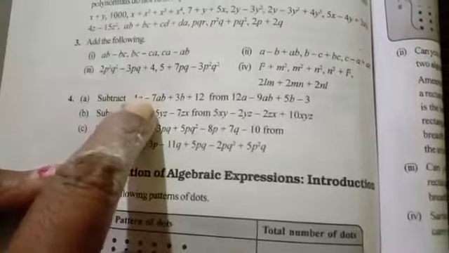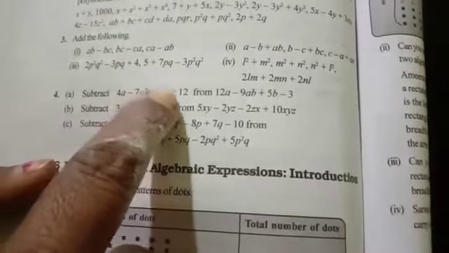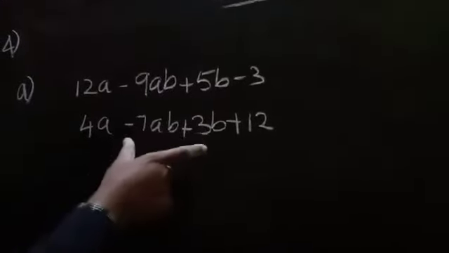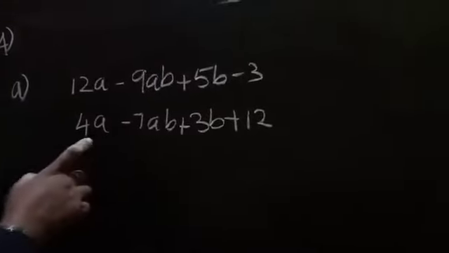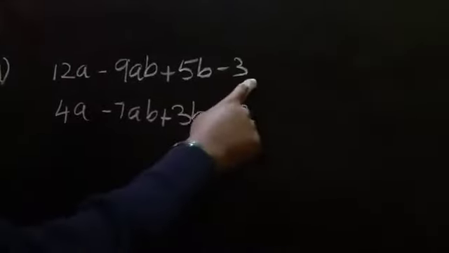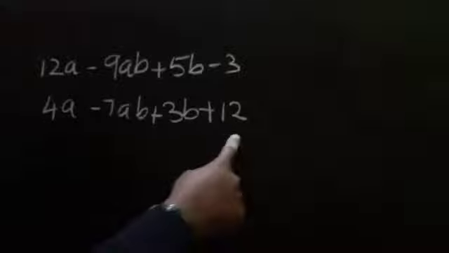Fourth question, subtract 4a minus 7ab plus 3b plus 12 from 12a minus 9ab plus 5b minus 3. From this we have to separate this. So we have to write this term as the first term. From this we are going to subtract this. So the question they gave second, I have written in the first line. This I have written in the second line.